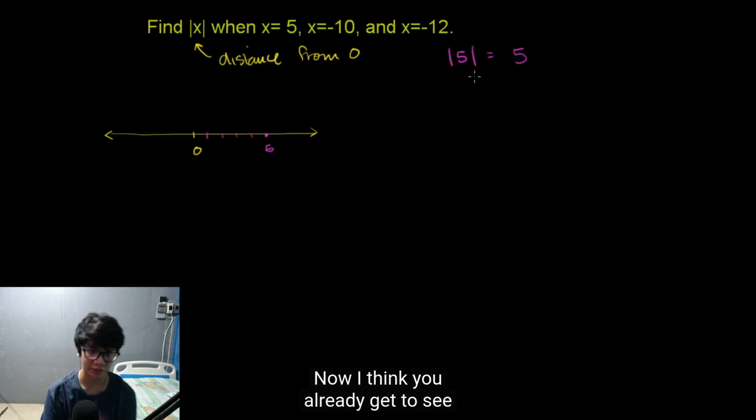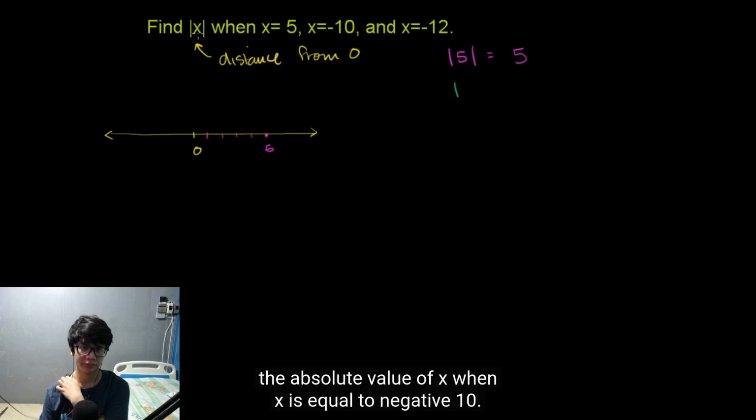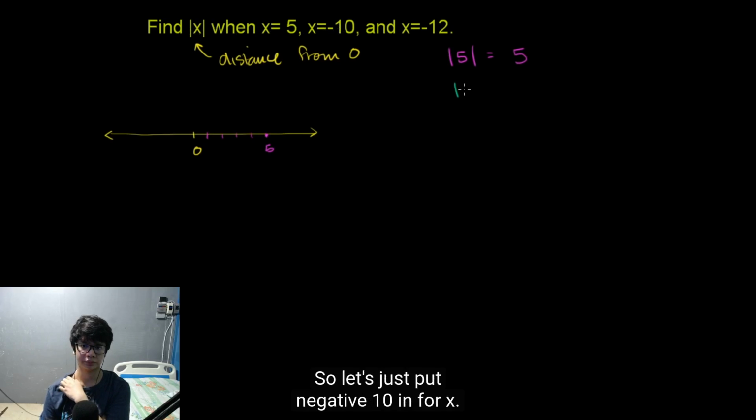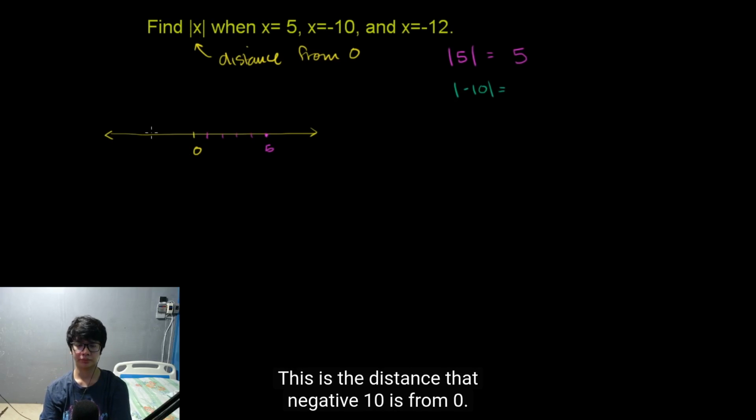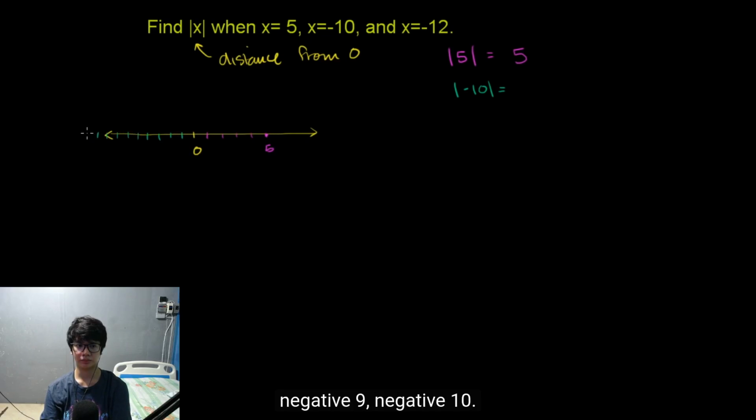Now, I think you already get to see this is a pretty straightforward concept. Now let's do something a little more interesting. The absolute value of x when x is equal to negative 10. So let's just put negative 10 in for x. This is the distance that negative 10 is from 0. And so let's just go negative 1, negative 2, negative 3, negative 4, negative 5, negative 6, negative 7, negative 8, negative 9, negative 10. I should extend the number line more. So this right here is negative 10. How far is it away from 0? Well, it's 10 to the left of 0. So you put a 10 here.